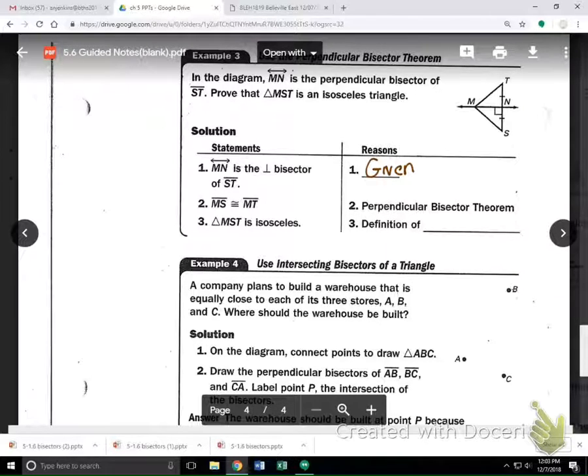Second blank, they told us MS is congruent to MT. So when I put that in my picture, we know that because of the perpendicular bisector theorem. The last step is that triangle MST is isosceles. What definition told us that? It's a really good guess, but it's the definition of an isosceles triangle. We know that an isosceles triangle has at least 2 congruent sides. So definition of isosceles triangle.